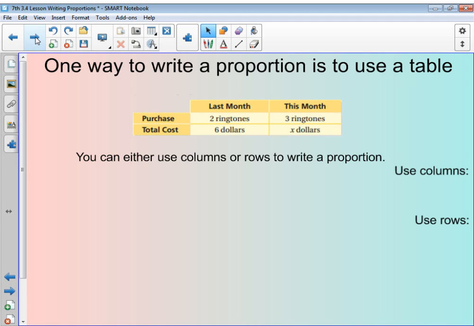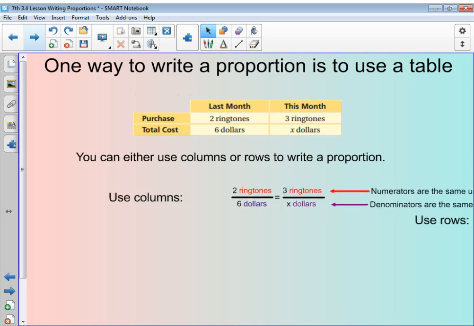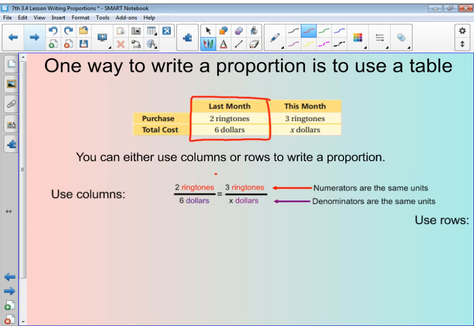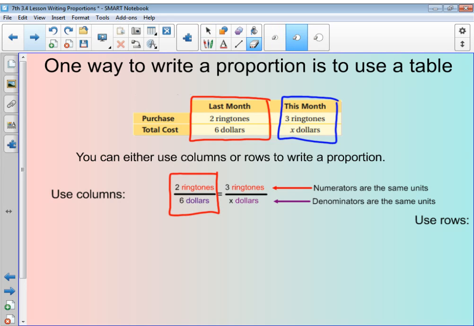So I'm starting out with a really easy proportion just to make it easy for you to understand how we actually go through and configure this off of a more complex proportion. If I were to use the columns, so columns would be your top and bottom, here I went ahead and set up in column format. You'll notice that that matches this fraction. I've got 2 ringtones with $6. And then I set up my other column as my second fraction of 3 ringtones over X dollars. Okay, so that's setting it up in proportions.